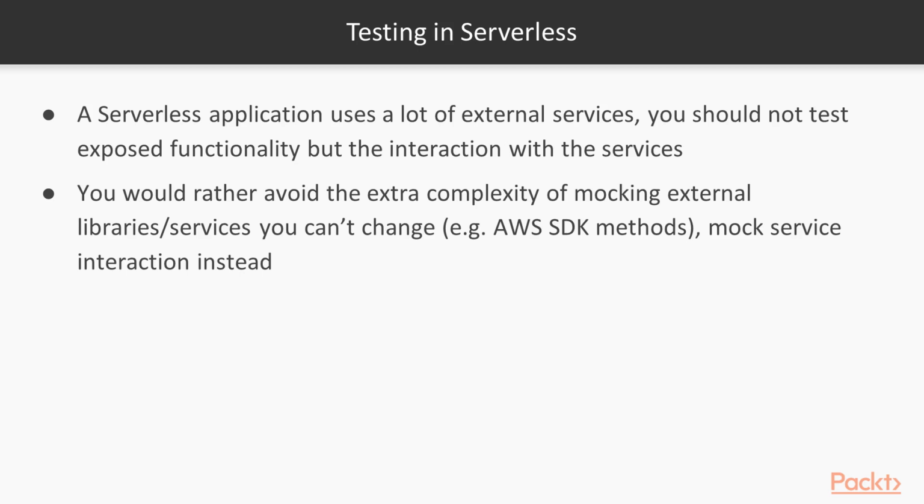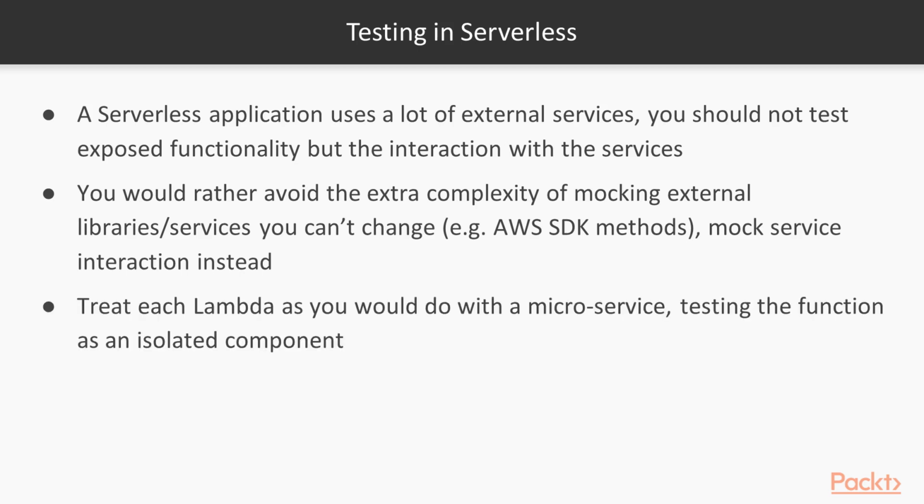For example, generating an event payload using SAM local and invoking your Lambda as a normal function, passing the payload as a parameter. For Lambda in particular, treat your functions as microservices and test them as isolated components. When all Lambdas have been tested, if you glue them together with external components like Kinesis or DynamoDB that are heavily tested by AWS, you are quite sure that your system will work.